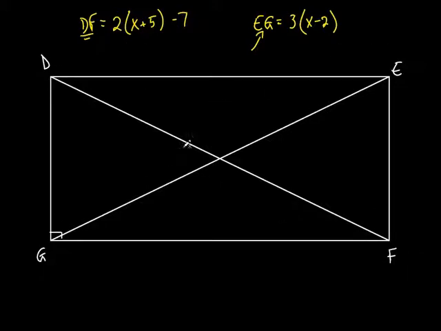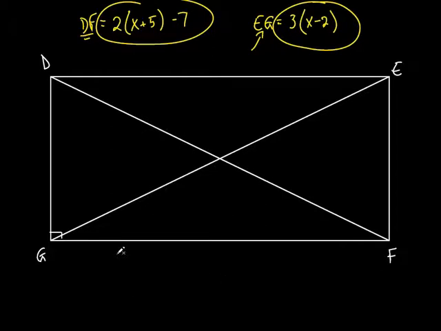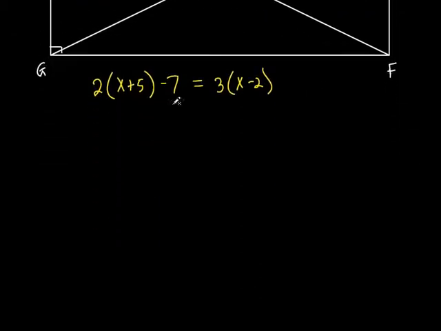DF and EG, what's true about them? They're equal to each other, right? So guess what we're going to do with this and this? We're going to set them equal to each other, all right? And we've done this all year long. But this one's a little bit more complicated. This tests your algebra skill a little bit more than what we've been used to. But that's always good for us.